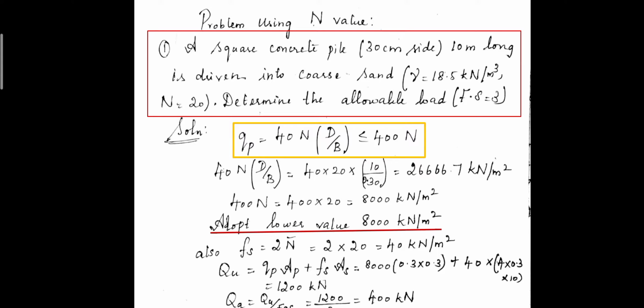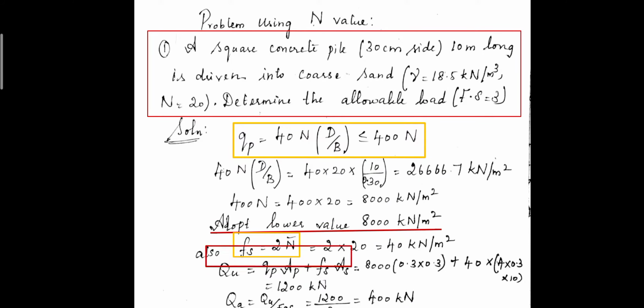What is qp? qp is the point bearing resistance. Also we know frictional resistance fs is equal to 2 into N bar, where 2 into 20, N bar is 20, which is 40. N bar is nothing but the penetration number, standard SPT number, N value. 2 into 20, which is 40 kilonewton per meter square.